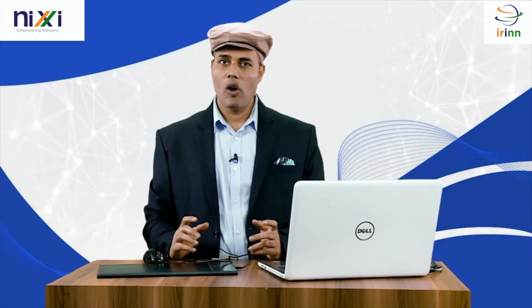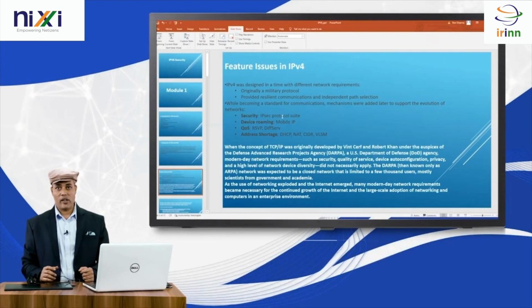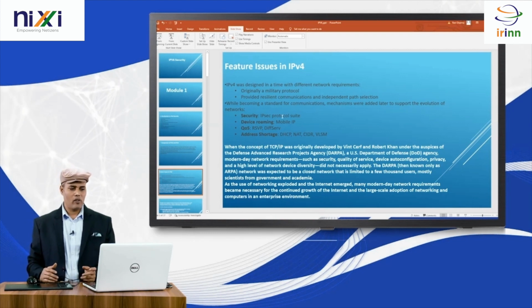So to understand this, we also need to discuss what issues we are facing with IPv4. That's why we are moving to IPv6. IPv4 was designed in a time with different network requirements, originally a military protocol, providing resilient communication and independent path selection, while becoming a standard for communication, with mechanisms added later to support evolution of the network. Of course, if we have been using IPv4 for decades, we also have some features, right? So we have security, but we are dependent on the IPsec protocol suite to secure our IPv4, but that is only for layer 3, not up to the application layer.